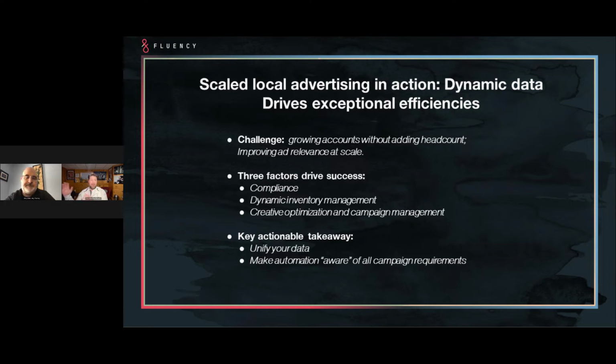Probably all heard about dynamic campaigns over time. There are different flavors of that. I think it's bigger than just an inventory-based solution, but it's a spot that we really want to focus.